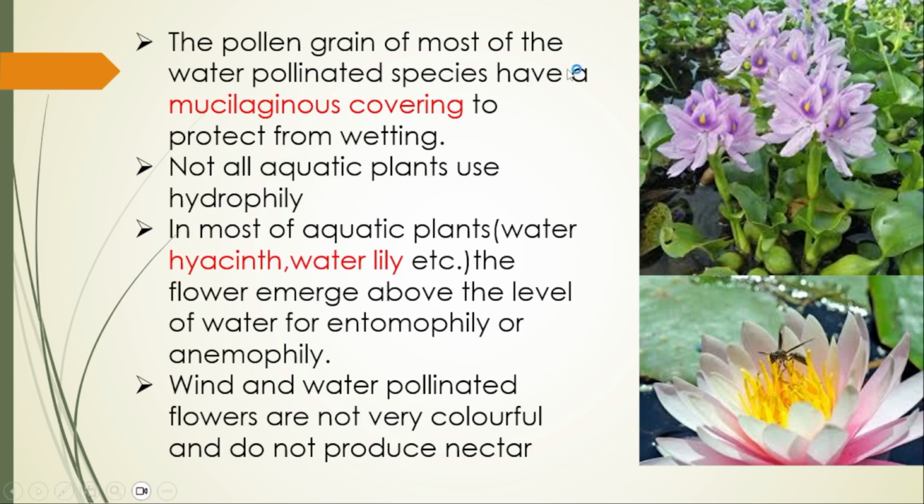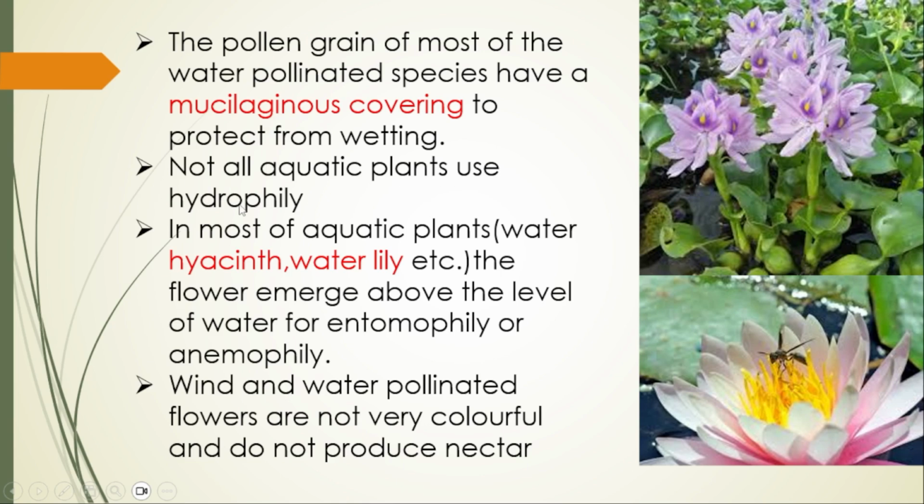The pollen grains of most water pollinated species have a mucilaginous covering to protect them from wetting. So when we talk about the water pollinating species, their pollen grains are mucilaginous, which means there will be a sheath. For what? For protecting from the wetting.